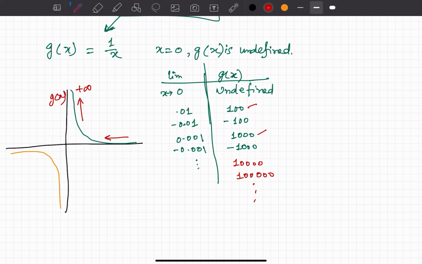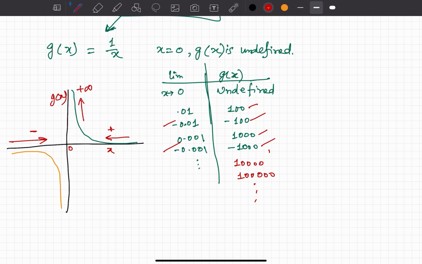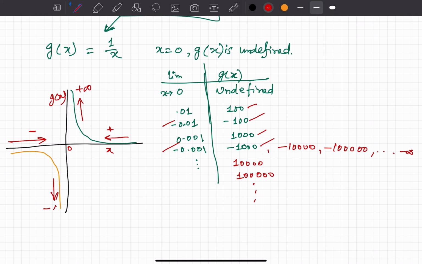This is g(x), this is x. But we can see from here, when x is approaching 0 from the negative side, these values, the next will be minus 10,000, minus 1 lakh, up to negative infinity. g(x) will be approaching negative infinity.